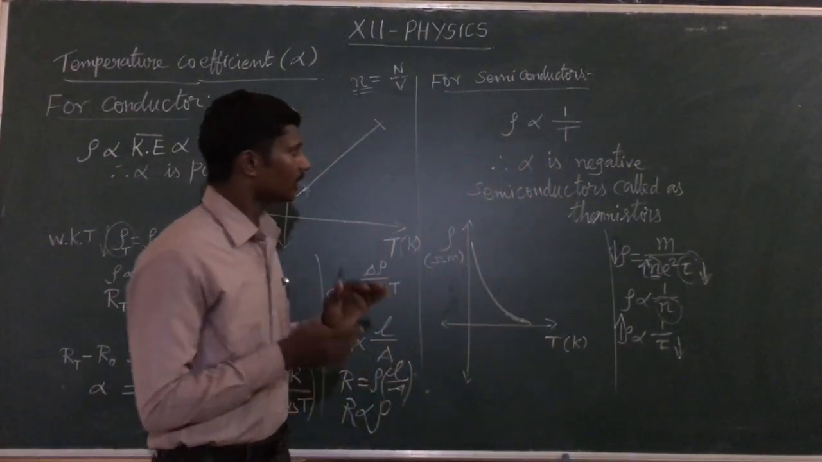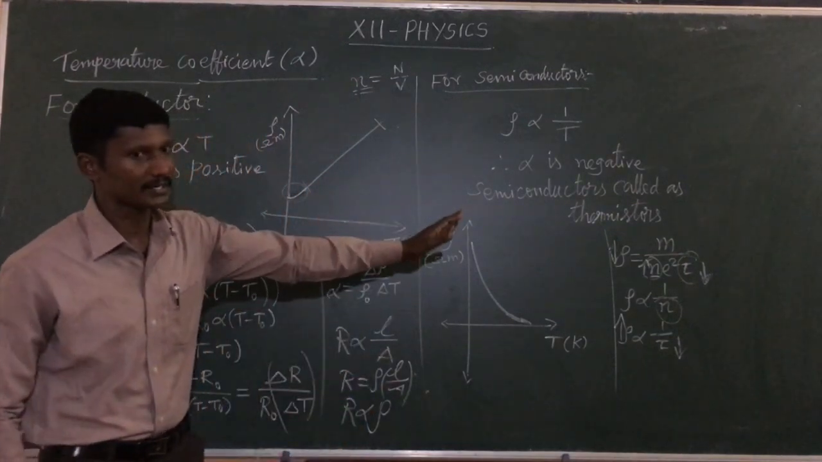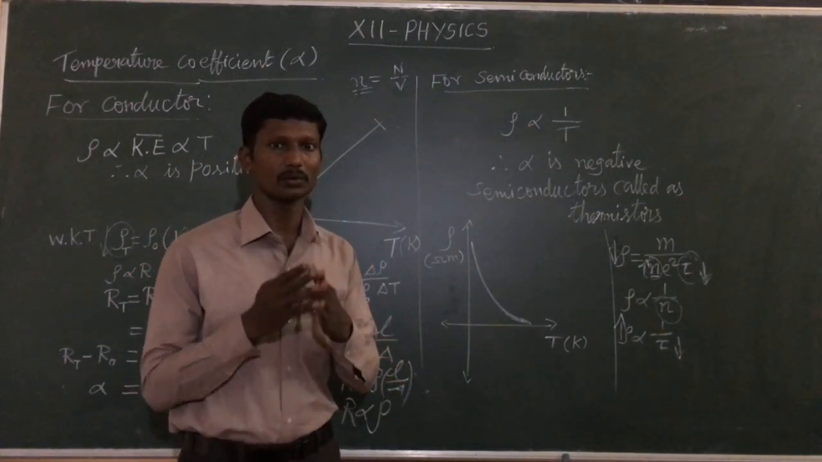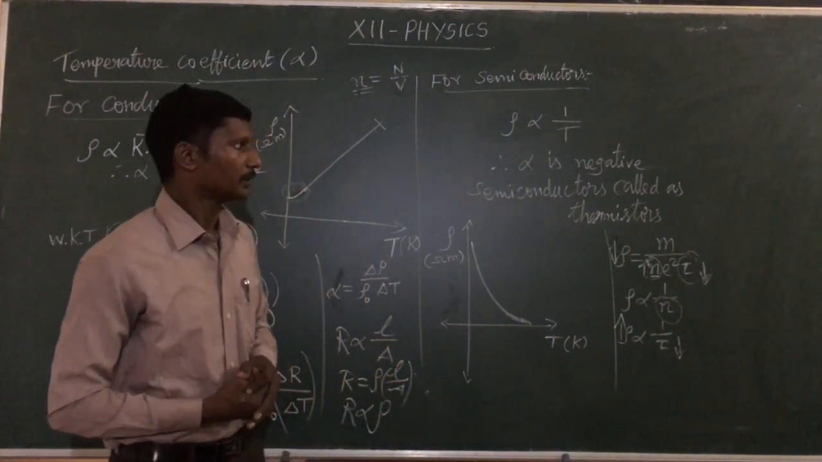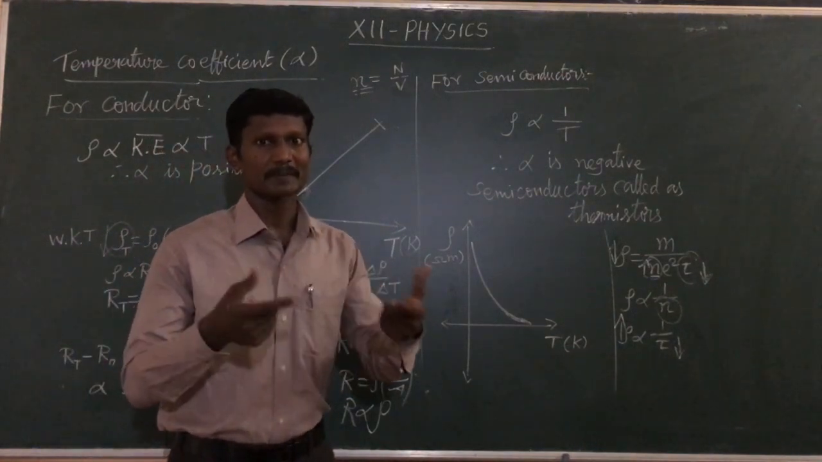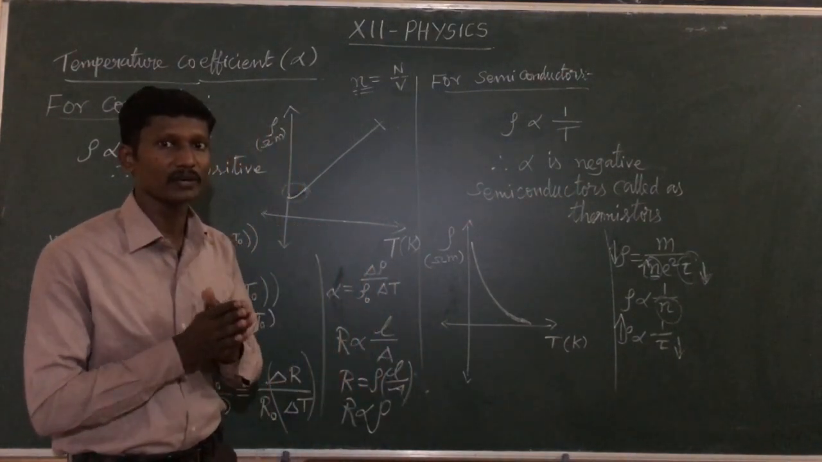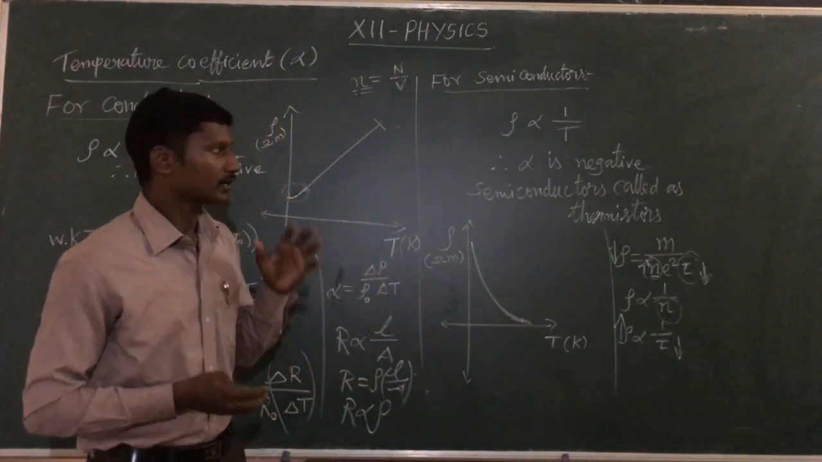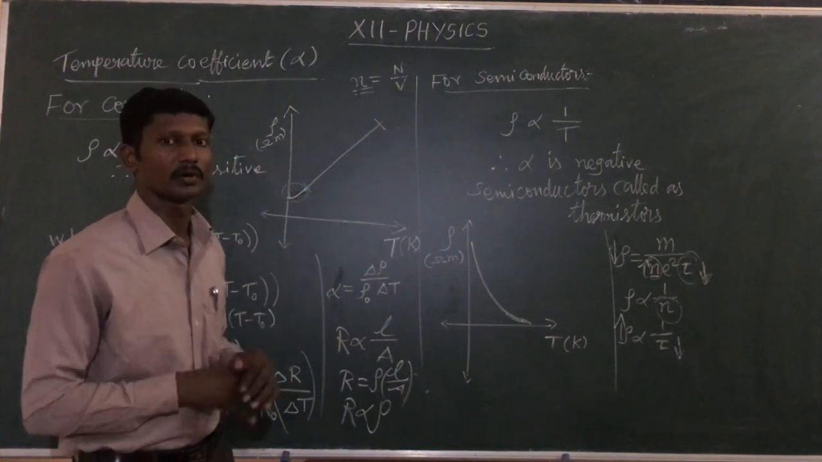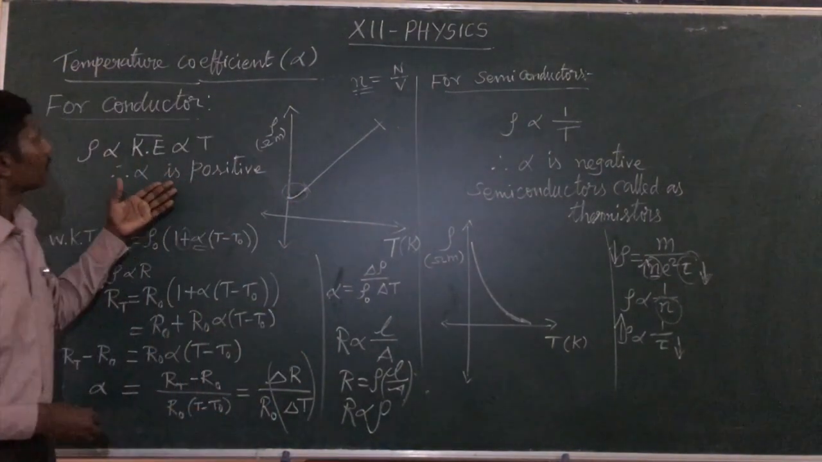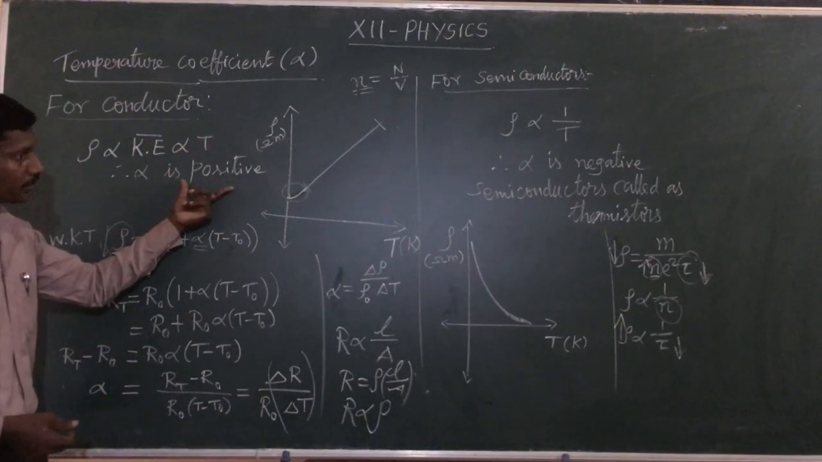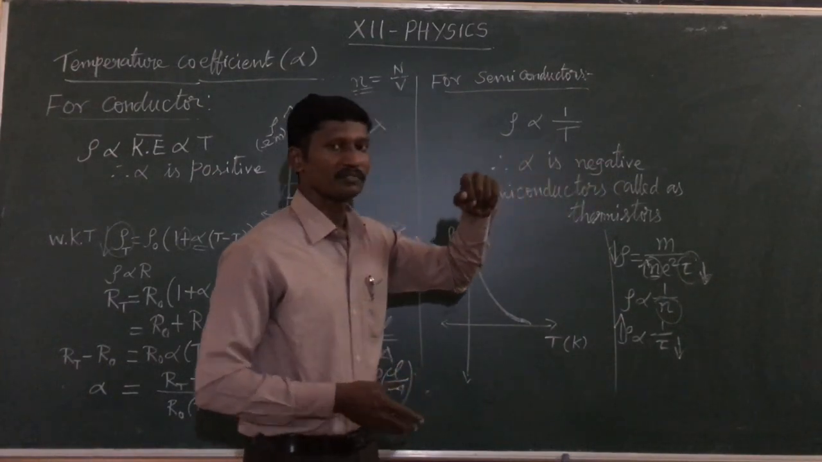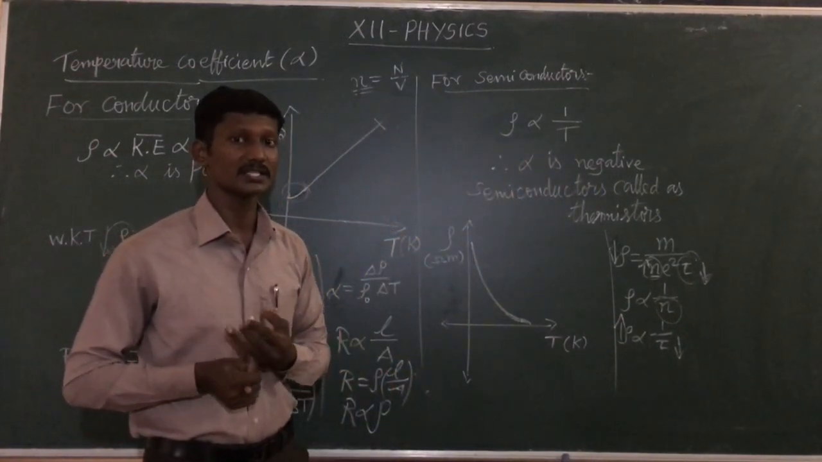In between conductors and semiconductors we have alloys. Alloys have a low alpha value, that is a low temperature coefficient of resistivity, because of some special quality. So we use alloy wire for many practical things. The temperature coefficient is positive for metals or conductors, negative for semiconductors, and low for alloys.